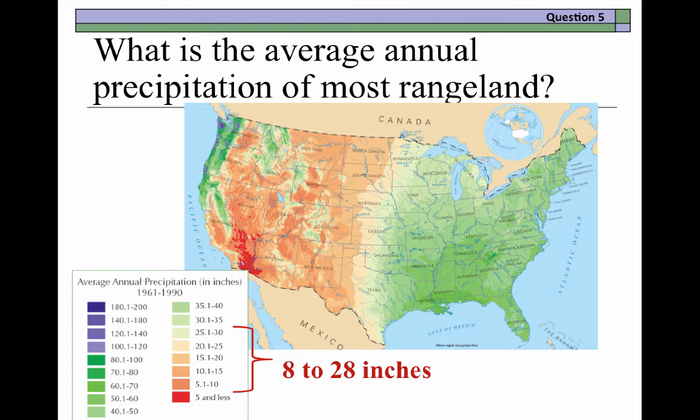So that's why a lot of this rangeland that we're going to be talking about occurs in the western part of the U.S., and that is because this area gets only between 8 to 28 inches of rainfall per year. And then areas down like Southern California, the Brawley area, aren't classified as rangeland either in most respects because they actually receive less than 5 inches of rainfall per year.